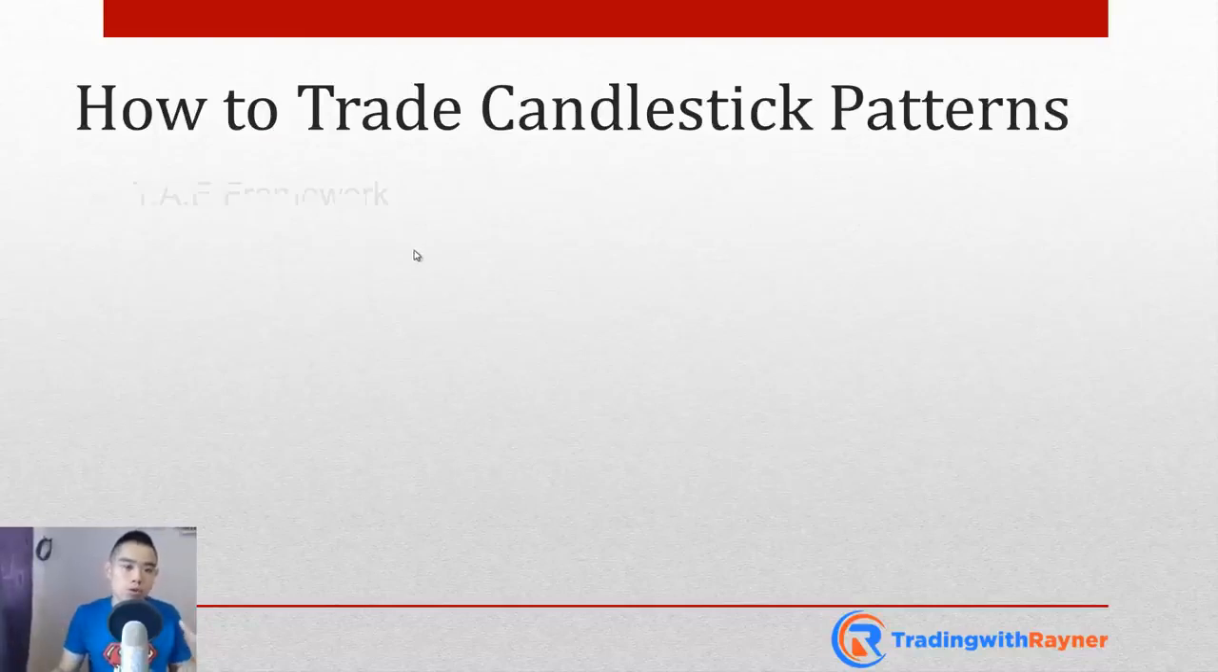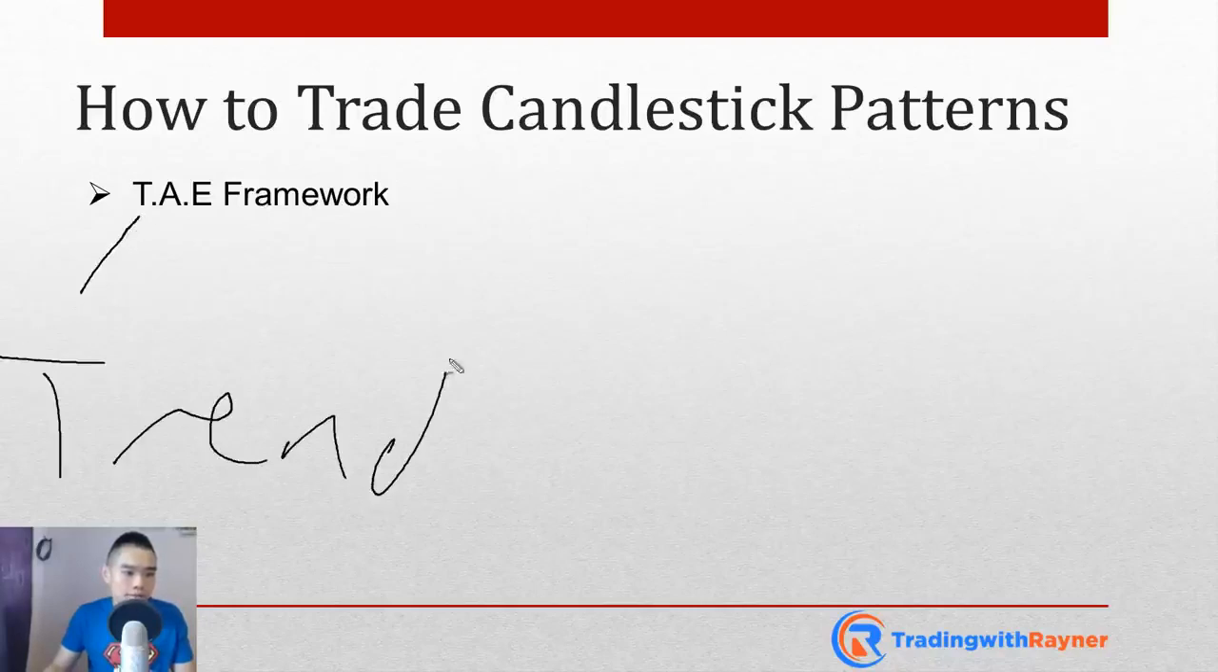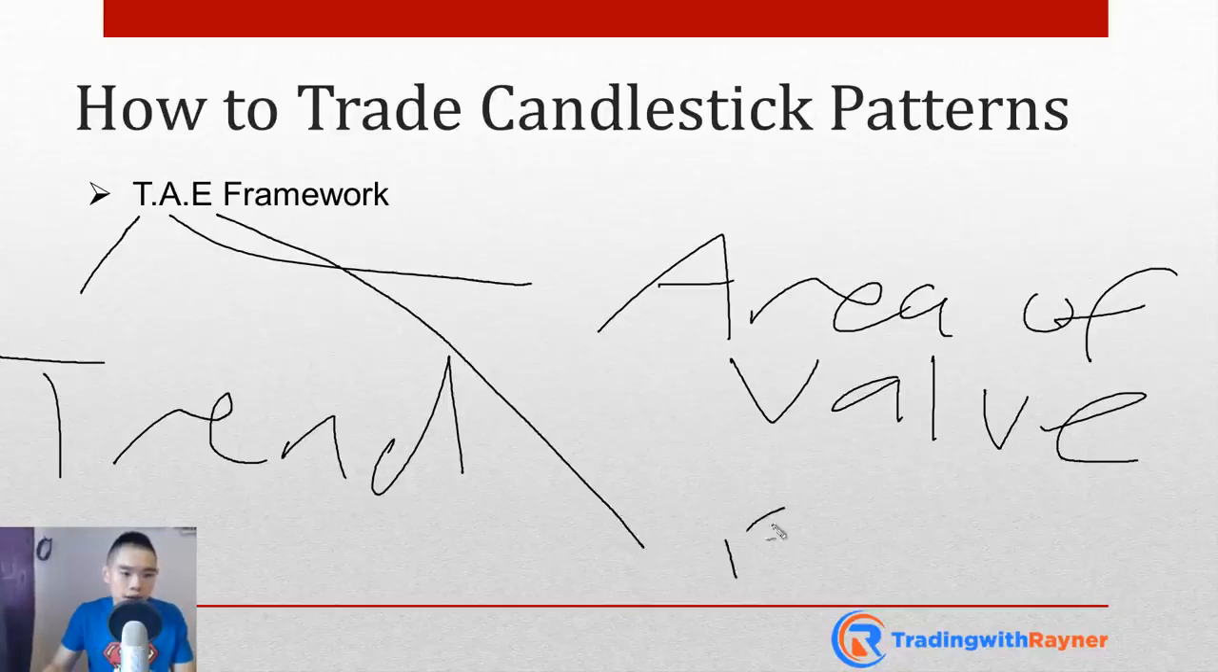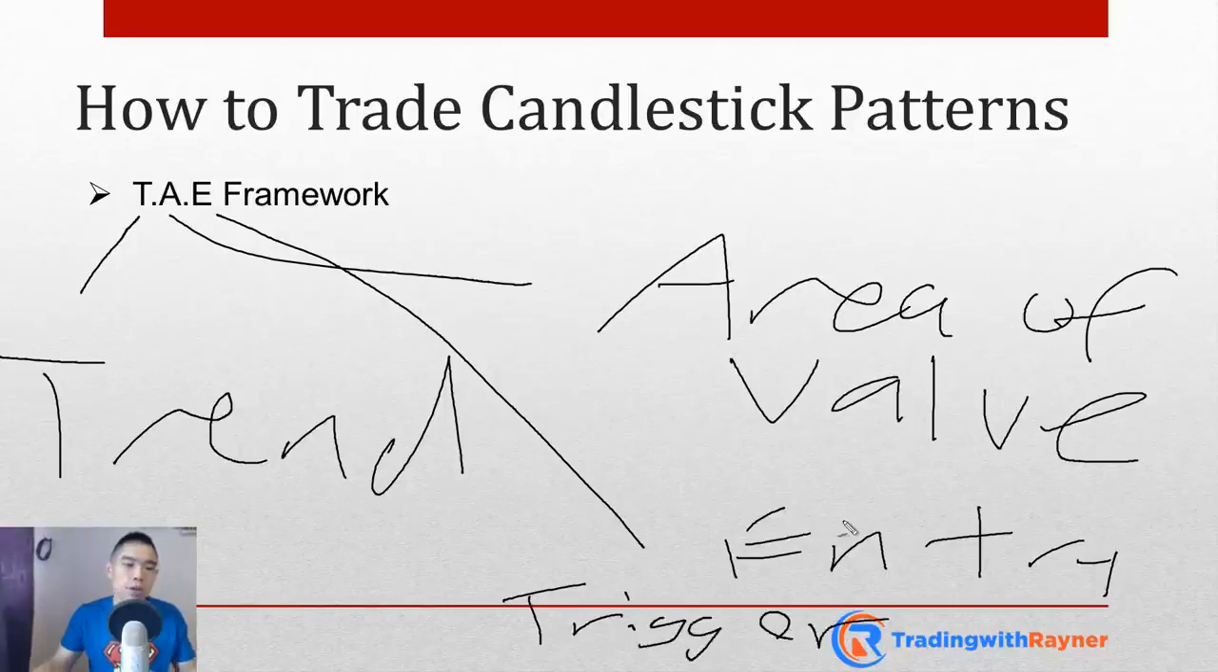I would like to introduce to you something I call the TAE framework, all right? TAE stands for trend, A is area of value, and E stands for entry trigger. So when you want to trade candlestick patterns, remember these three things: the trend, the area of value, and the entry trigger.